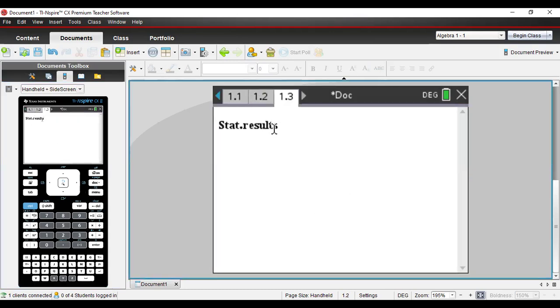You're going to get this bold. That means that you've run a regression and there's some data in here. If this wasn't bolded, that means there's no data, which means you have to run a regression first.